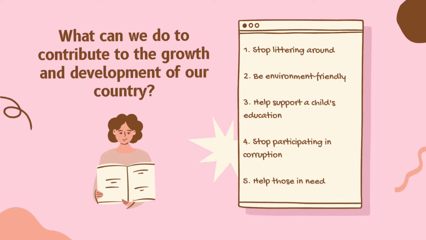First, stop littering around. Second, be environment friendly. Third, help support the child's education. Fourth, stop participating in corruption. Fifth, help those in need.